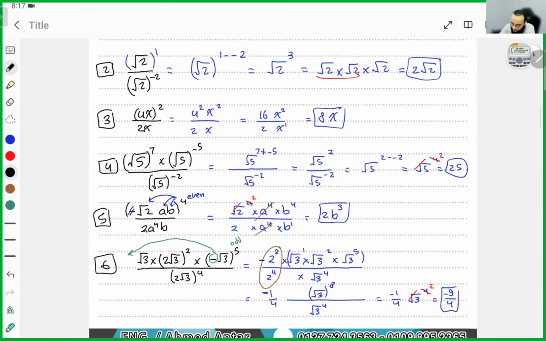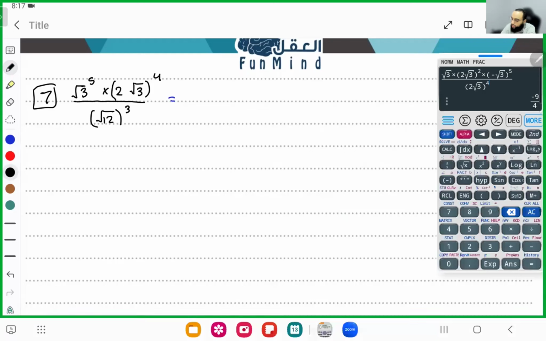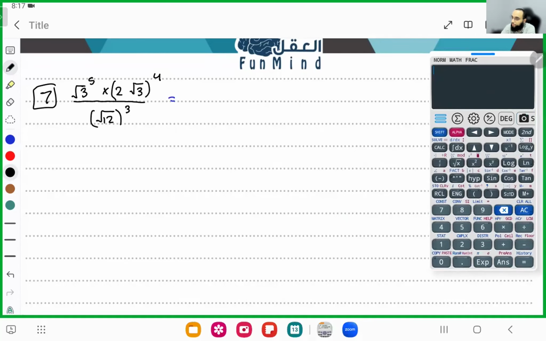Number 7. It's root 3, get it from here. It's root 3 power of 5 times 2 root 3 all power of 4 over root 12 power of 3. Okay? Yes. So Natalia, you can write it in the calculator. Get the calculator. Where's your calculator? Here. Write it with me. First, what do I press? What's the first step? Fraction. Fraction firstly.